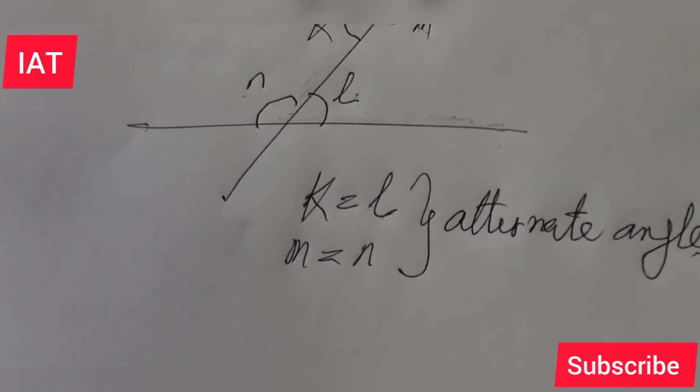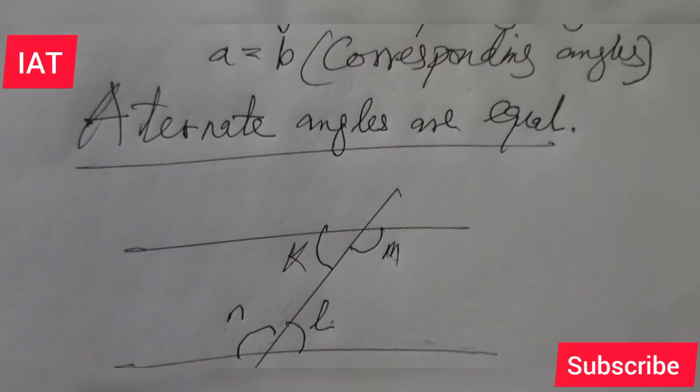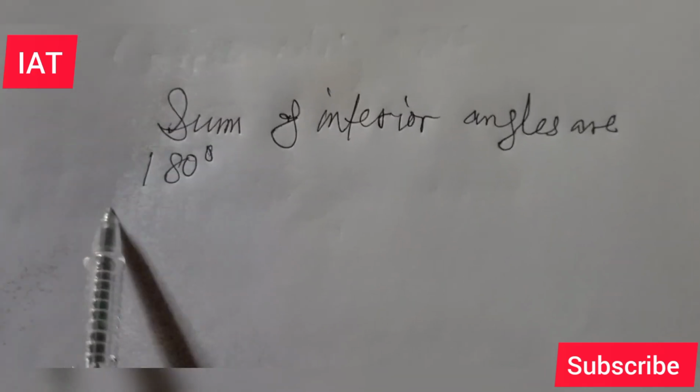All right, so the final one we're going to look into is sum of interior angles. Sum of interior angles are 180 degrees. Okay, so this is important. Let's look into this property.